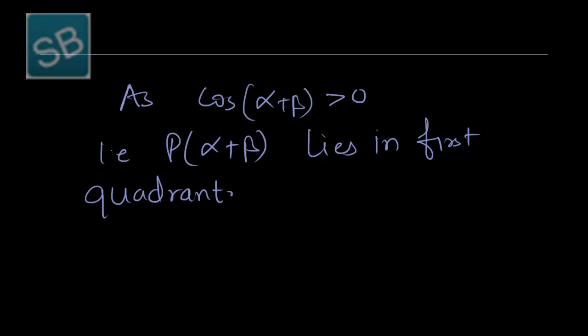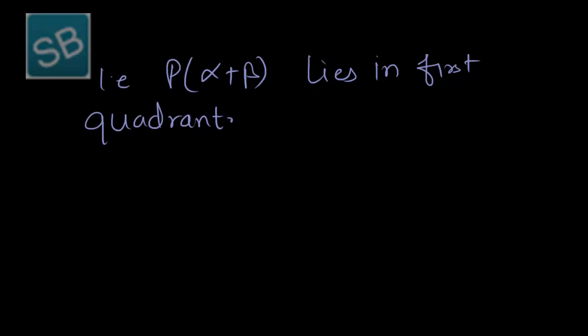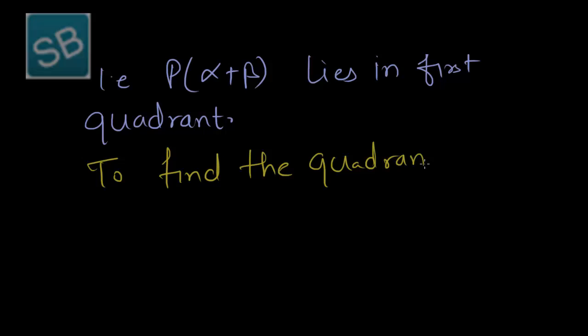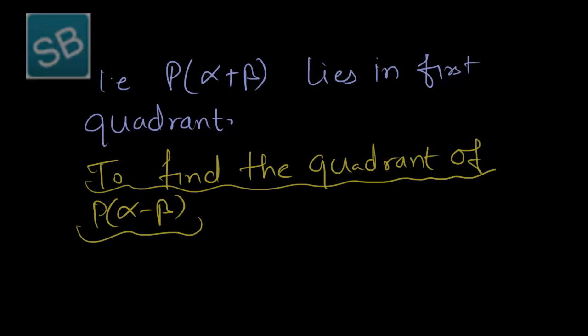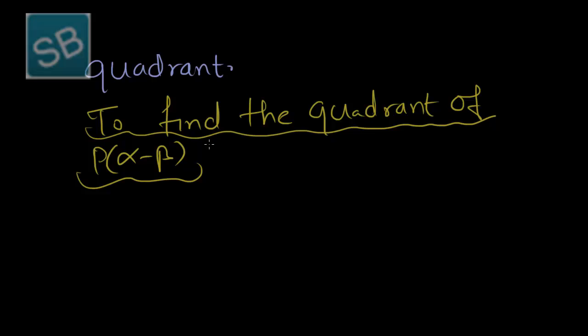Now we have to find the quadrant of P of alpha minus beta. We will proceed in the same manner as for finding the quadrant of any point.